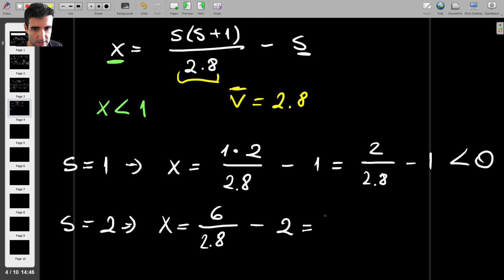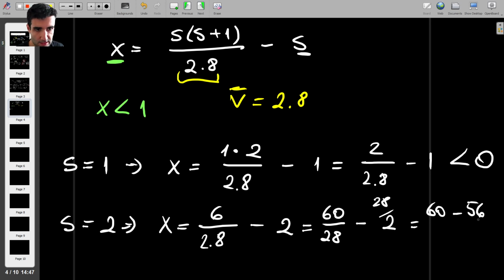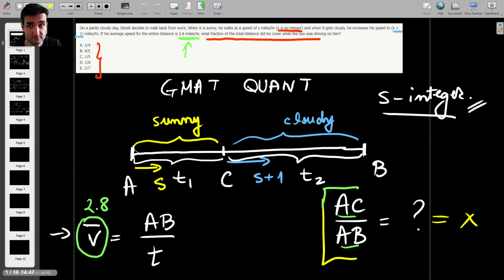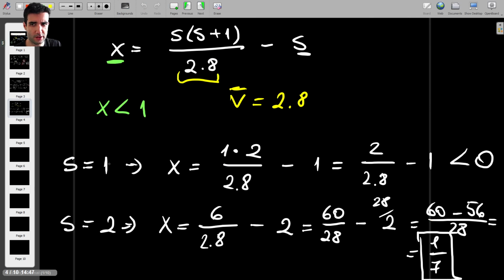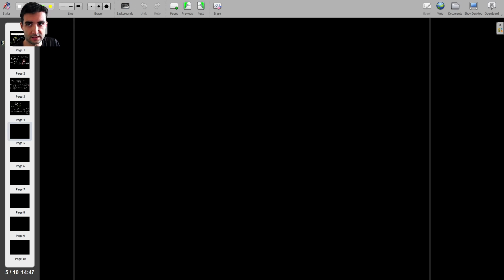So let's see. This is the same as 60 over 28 minus 2. And then we can bring things to the same denominator. So that's 60 minus 56 over 28, which is 4 over 28 or 1 over 7. Right? And if you look at it, that's the same as answer E. But let's actually try one more and see if we can get anything else out of this.